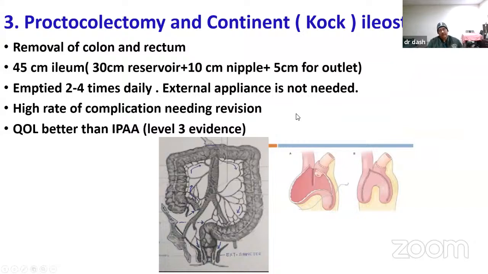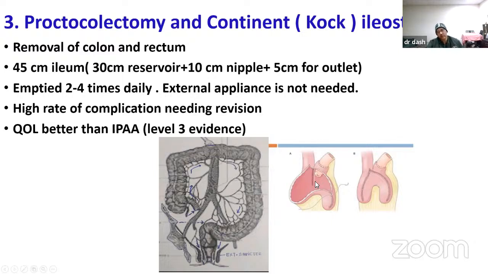Then if we can do a continent ileostomy, then we have to do a Cox pouch. I have never done it, neither have I seen it, very honestly. It is difficult to make, and if at all we can make it, then we have to use 45 centimeter of terminal ileum, make 30 centimeter of it a reservoir or a pouch, 10 centimeter of nipple. This will be the nipple, and 5 centimeter outlet. And this is a continent pouch.